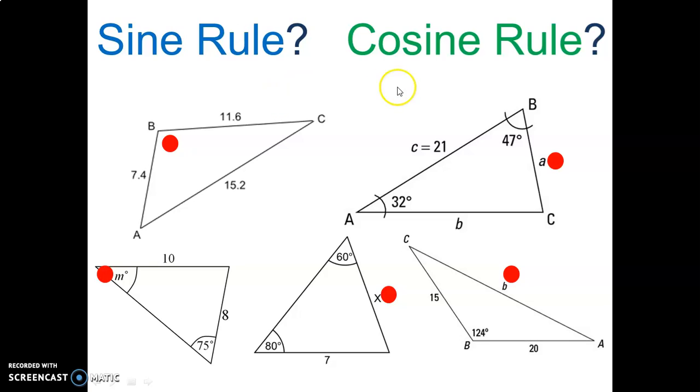All right, now next step. When do we use the sine rule? When do we use the cosine rule? Because now we have these two rules that help us find sides or angles in non-right triangles. So here are 5 non-right triangles, and I'm looking for the red piece. So here I want this angle, here I want this angle, here I want this side, and so on and so on. But how do I decide whether I'm going to use the sine rule or the cosine rule? Well, let me show you.